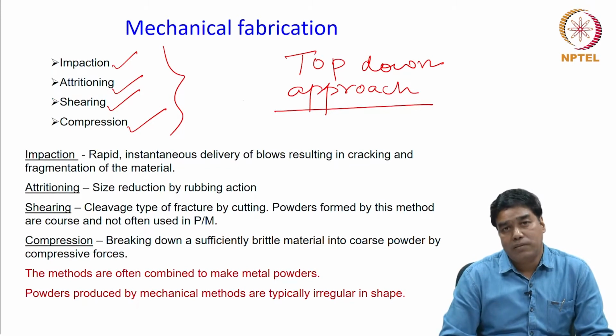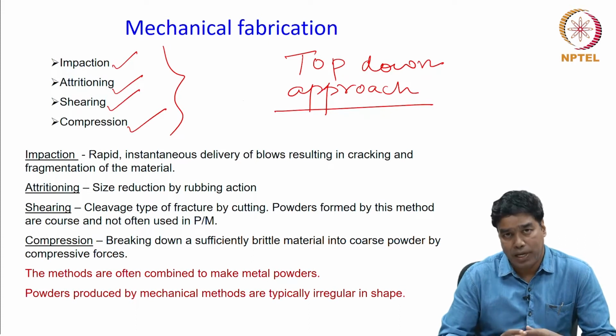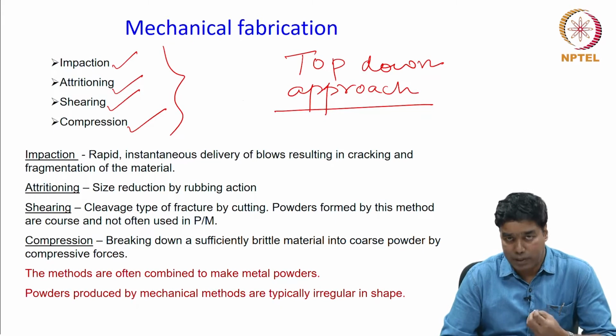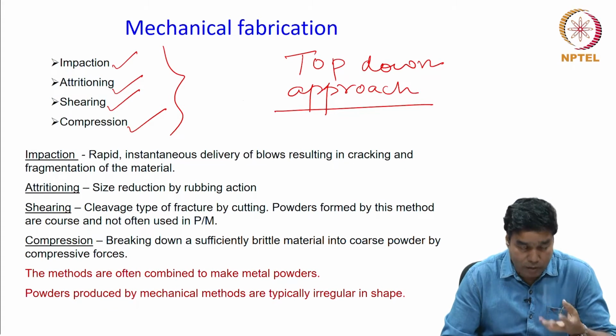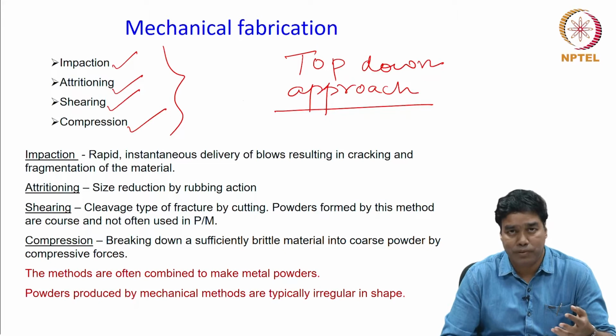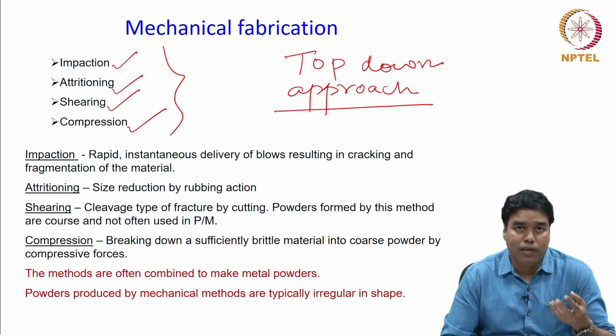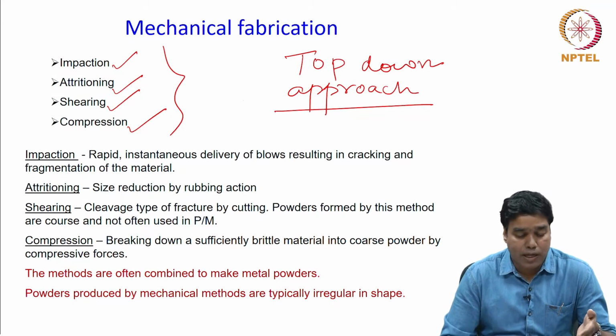Which means you start with a bigger size material and break it down to smaller and smaller fragments till you get the powder, right. So, for example, in case of impaction, you apply these rapid blows or you impact the material rapidly, so that it fragments, and you keep on fragmenting it into smaller and smaller pieces, and finally, you obtain the powder. Okay.